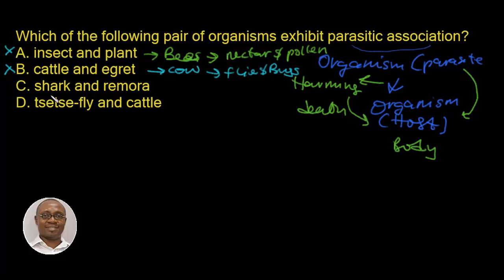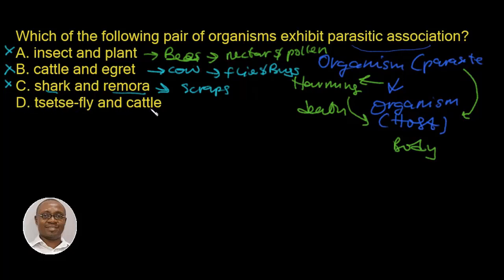Option C, shark and remora. The shark and remora relationship benefits both species because the remoras are able to eat scraps of prey dropped by the shark, and they also feed off parasites on the shark's body and in its mouth. Okay, so this relationship benefits both the shark and the remora. So this is far from parasitic association. Okay, so let's look at the last option.